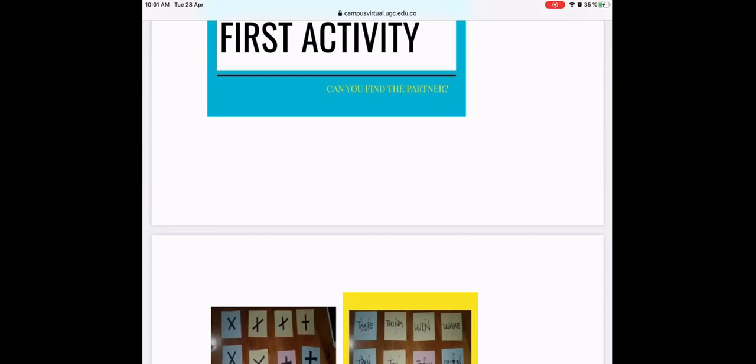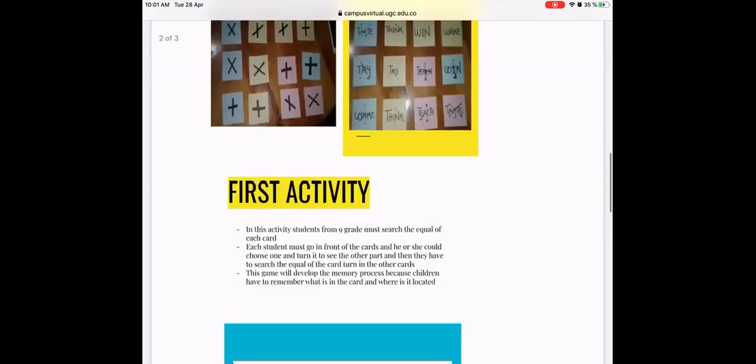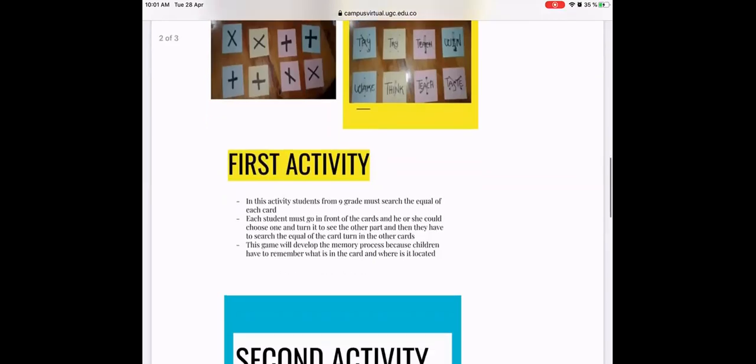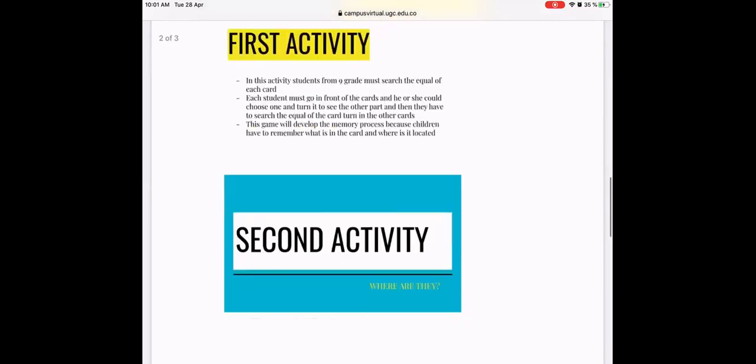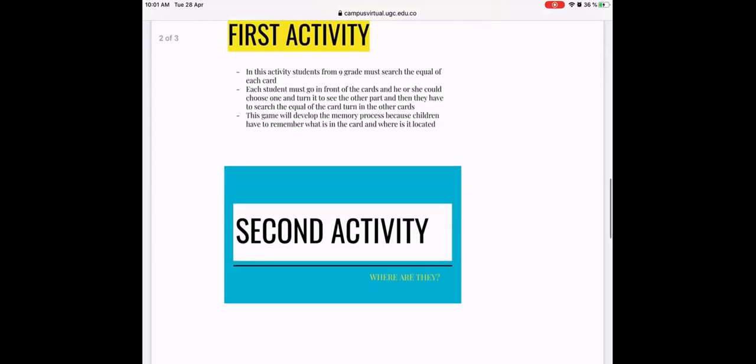So they have to remember the position and the word that is behind the card in order to, for example, when they have the turn to go to the front again, remember where the word is and what is the color or the symbol that is in front of the card. That is our first activity. And of course, this game will develop the memory process because the children have to remember where the card is located, as I said.